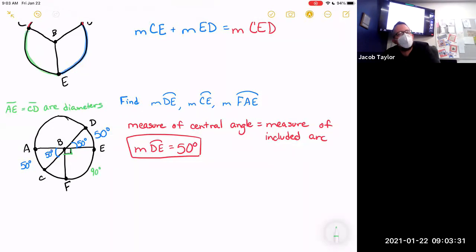Wouldn't ABD be 130? Why? Very good. ABE is a diameter, which means it's a line, 180 degrees. If this side is 50, it means the other side is 180 minus 50, which is 130. Excellent job, Peyton.